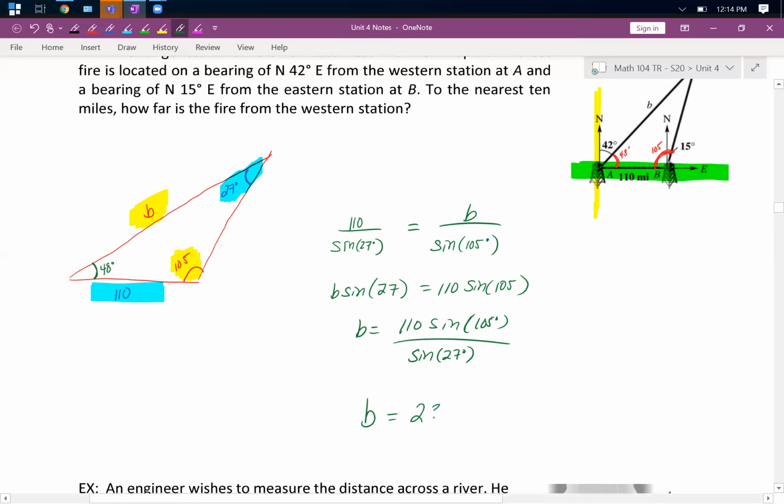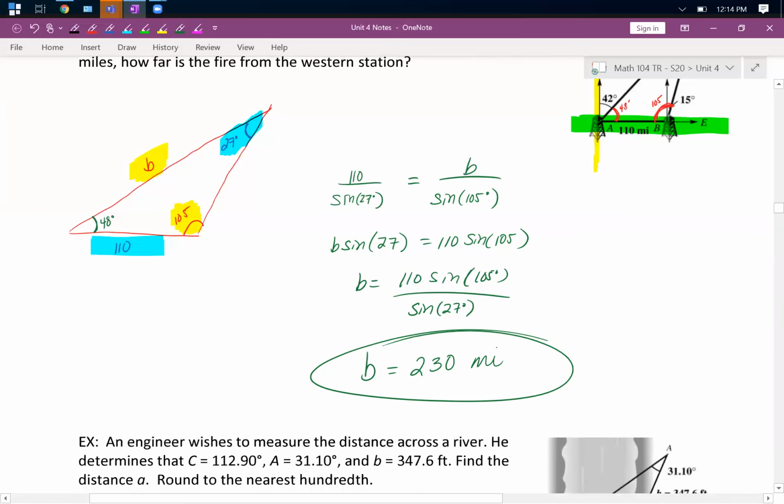All right, B equals 230 miles. There we go. Did anyone who actually put it in their calculator get anything different and need to talk about it? I got 234. But then we're rounding to the nearest 10. Oh, sorry. So since 4 is less, we're going to round down. Anybody else?